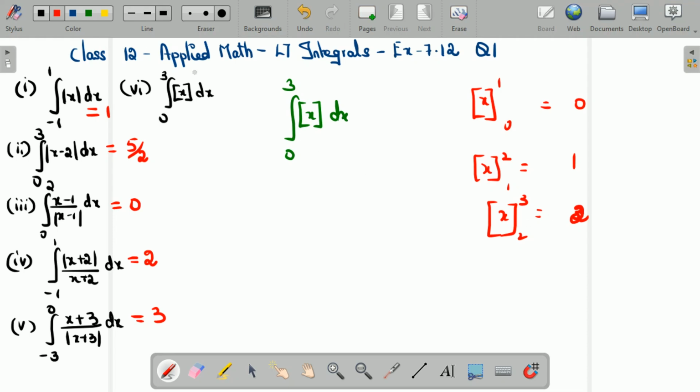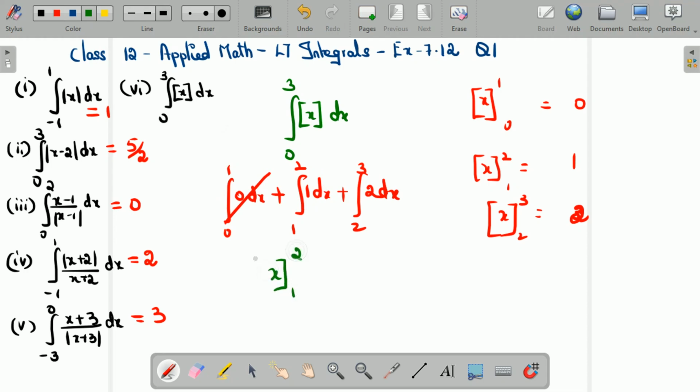So this integration is broken into 3 parts. So 0 to 1, it is going to be 0 dx, plus 1 to 2, it is going to be 1 dx, and between 2 to 3, it is going to be 2 dx. Now let's integrate. 0 dx, obviously, is going to get cancelled. So in this case, it is going to be x after integration between the limits 1 to 2, and in this case, it is going to be 2x between the limits 2 and 3.